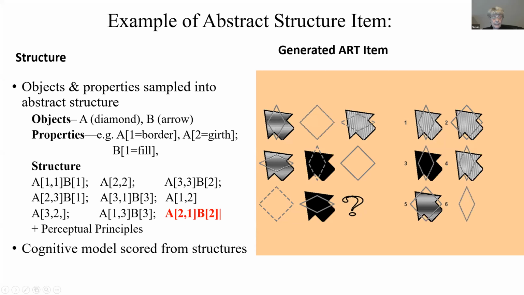And so you see that property 1 and 2 for A are going across the screen here. But then we have a structure based on a particular kind of relationship, but that we can talk about later. But you can see that what needs to be in each of these areas in terms of the defined objects and the defined properties is specified. Now the cognitive model is scored from the structure, basically.